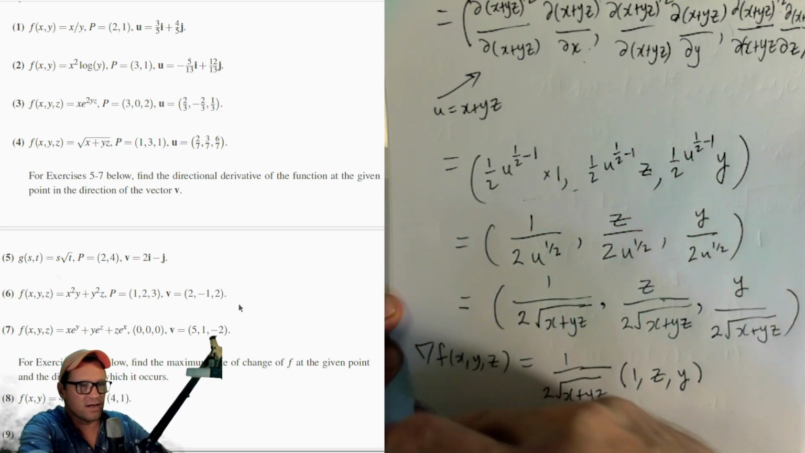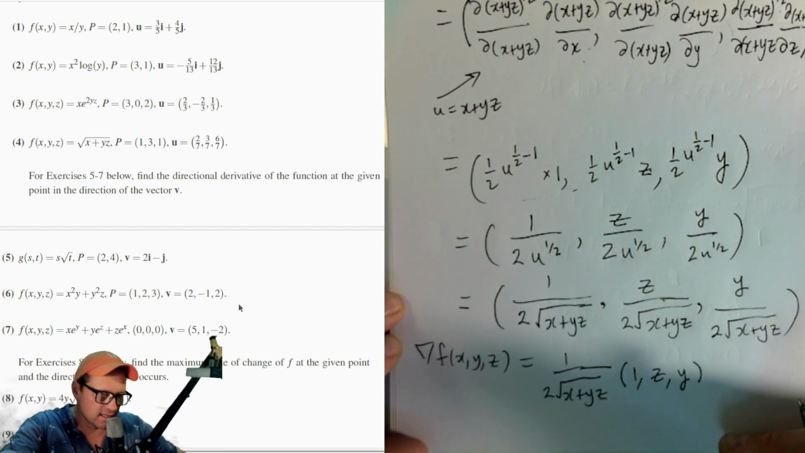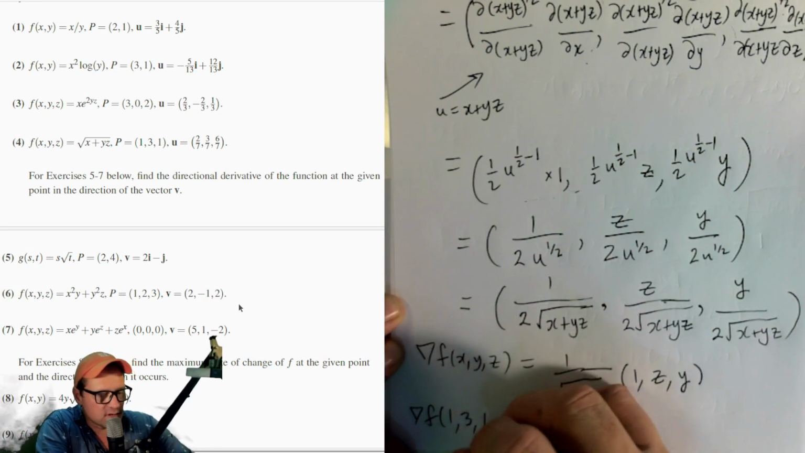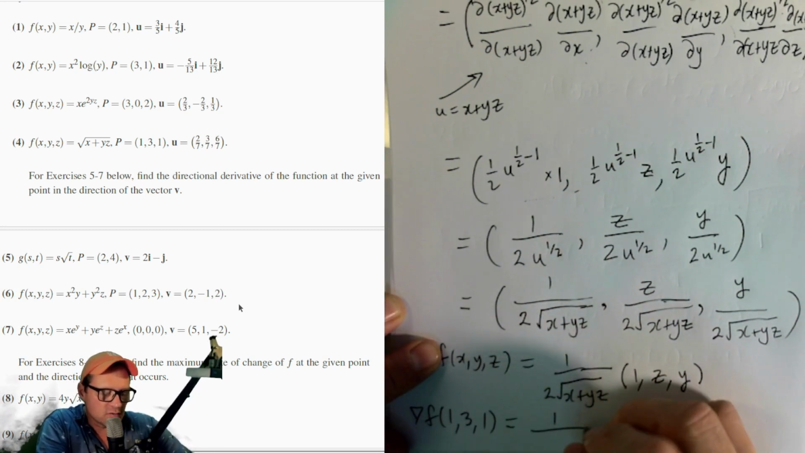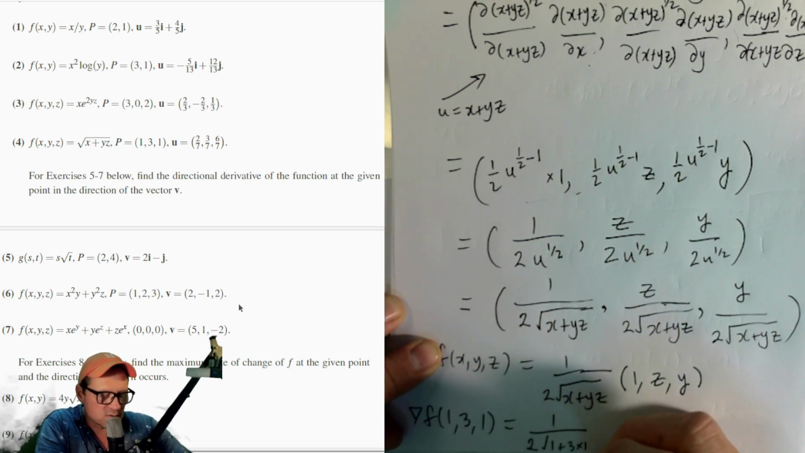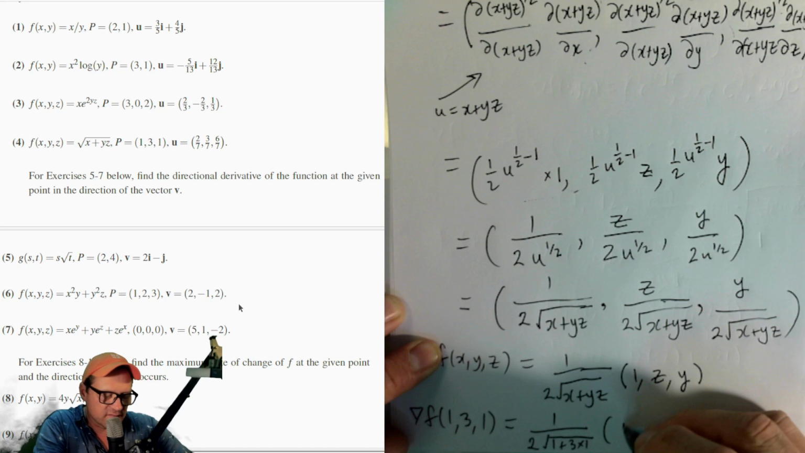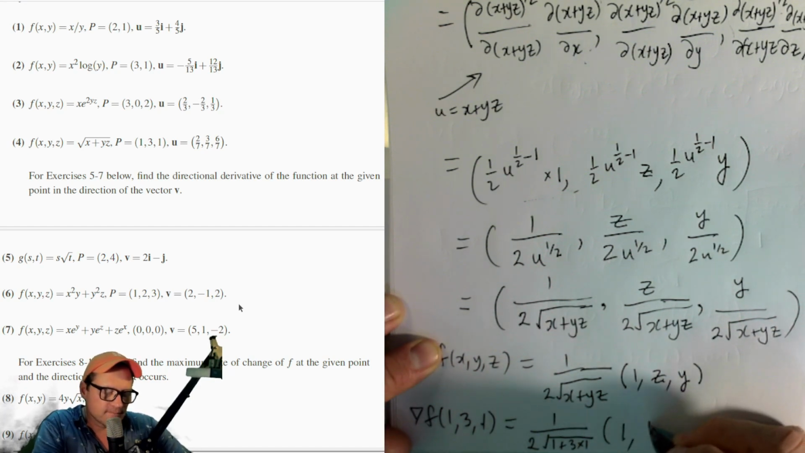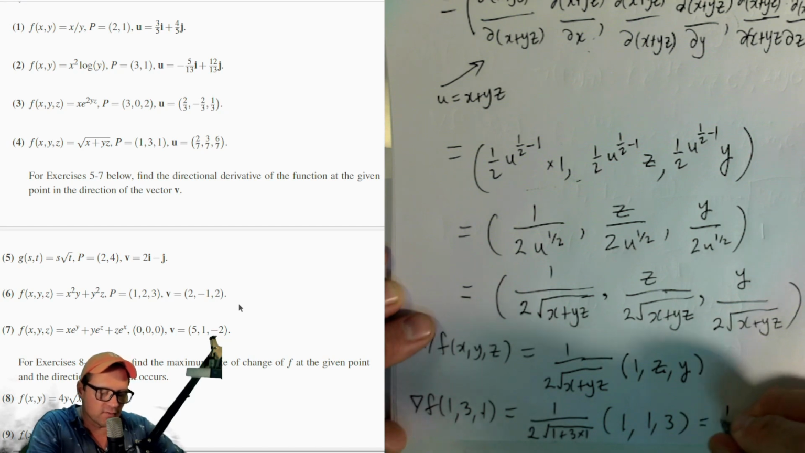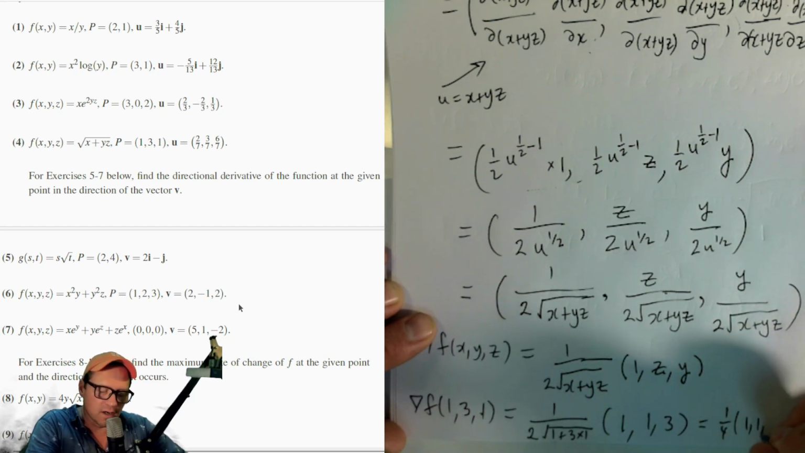All right, so now in this little remaining space, we can easily put what grad f at p is. Grad f at 1, 3, 1 is 1 over twice the square root of 1 plus 3 times 1, multiplied by the vector 1, 1, 3. Simplifying this, in the denominator we have the square root of 1 plus 3, which is the square root of 4, which is 2. So 1 over 2 times 2 is a quarter. We have 1/4 times 1, 1, 3.